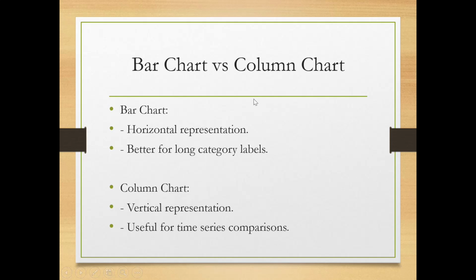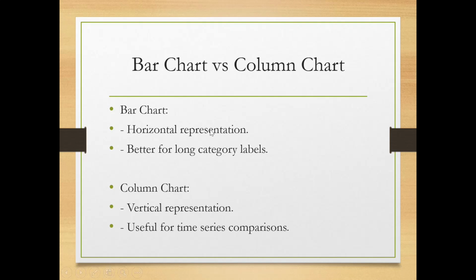Bar chart and column chart. Bar chart versus column chart. A bar chart always shows the horizontal representation, right? And it is better for long categorical levels. Bar chart and column chart are for a group of data where we can check the individual from the group of data, right? The only difference is the axis.